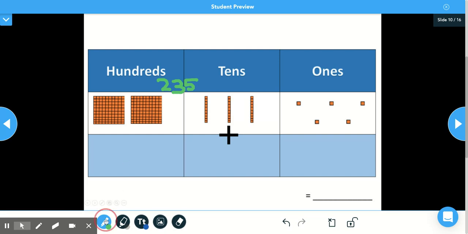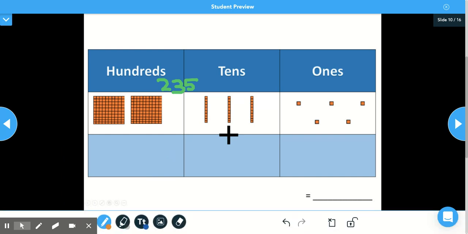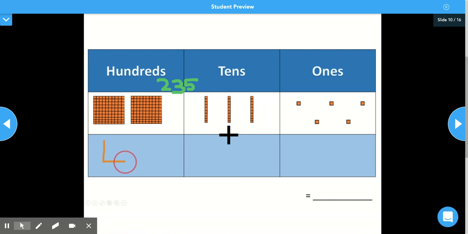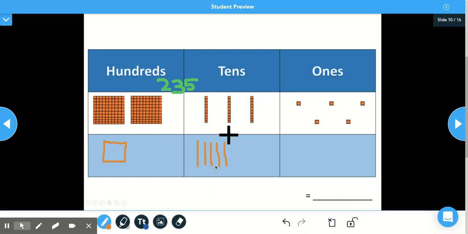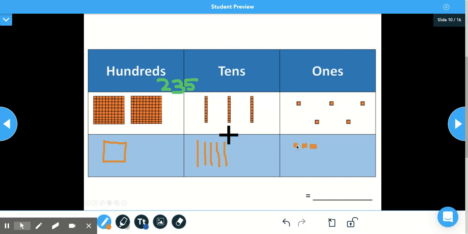I need to draw my second number using base 10 blocks to add to 235. I'm going to draw 100 by making an orange square. I'm going to draw 1, 2, 3, 4, 5 tens by drawing 5 straight lines, and I'm going to draw 1, 2, 3 ones by drawing 3 orange dots.